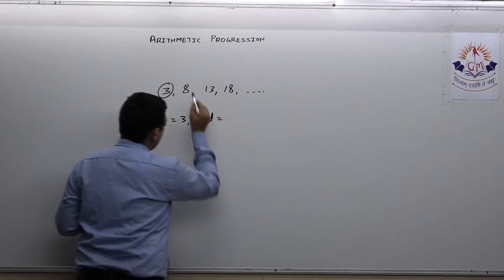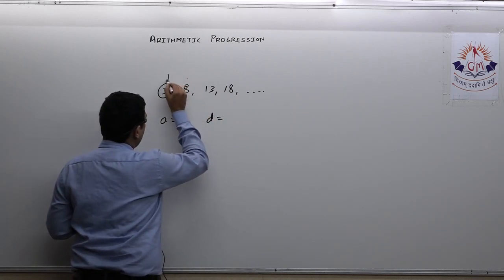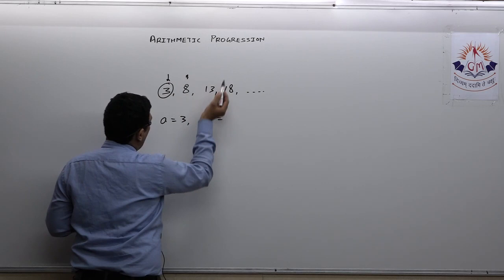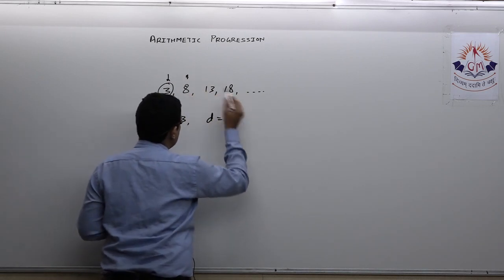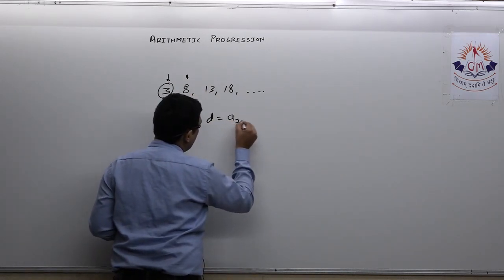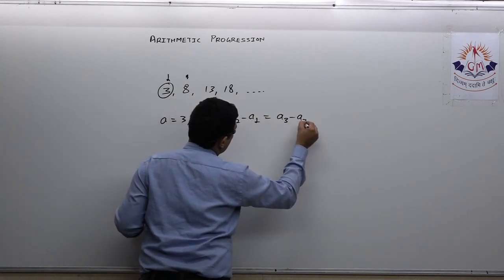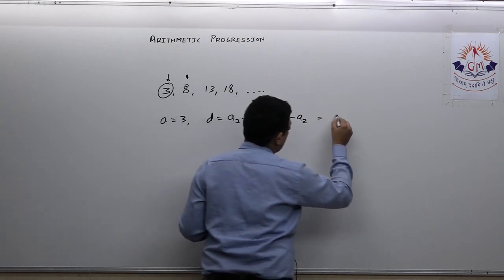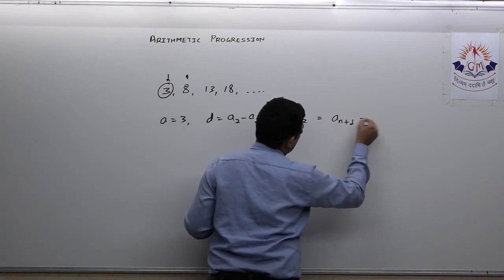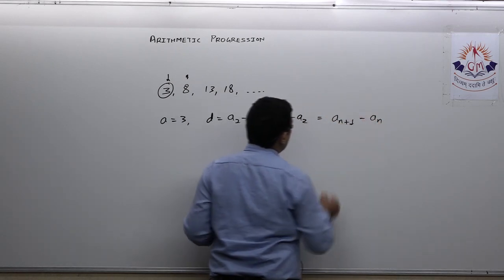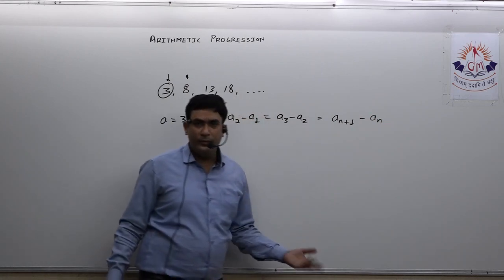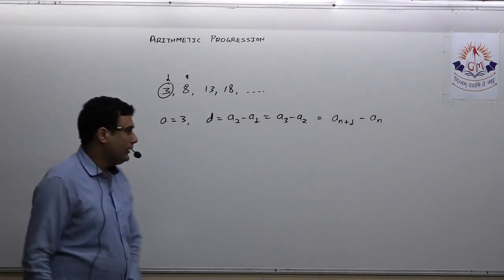So here I can obtain D by subtracting the first term from the second term, or the second term from the third term, and so on. So here I can write this is either A2 minus A1 or A3 minus A2, or in short I can say A(n+1) minus An. Any term minus the previous term is known as the common difference.